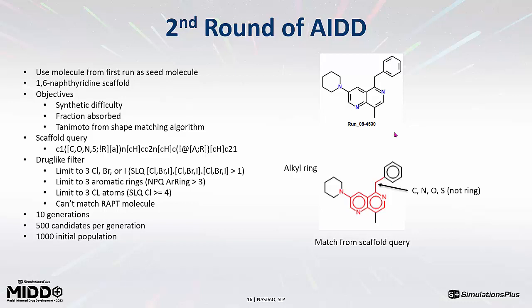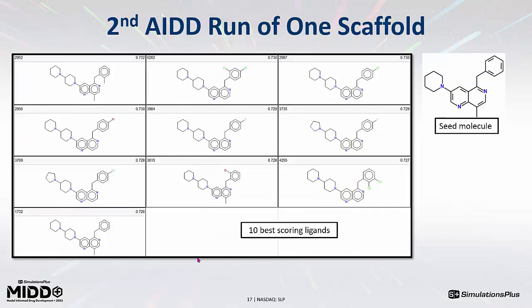In a second AIDD run, I used a 1,6 naphthyridine seed molecule and specified this scaffold in the scaffold query. Thus, I'm optimizing the side chains. This next slide shows the 10 best scoring ligands. All compounds contain a protonatable amine that I've highlighted in blue. Most of the compounds also contain a hydrophobic phenyl ring that also contains fluoro, chloro, and bromo substitutions that are highlighted in brown. The highest scoring ligand is shown in the upper left-hand corner and has a score of 0.732.